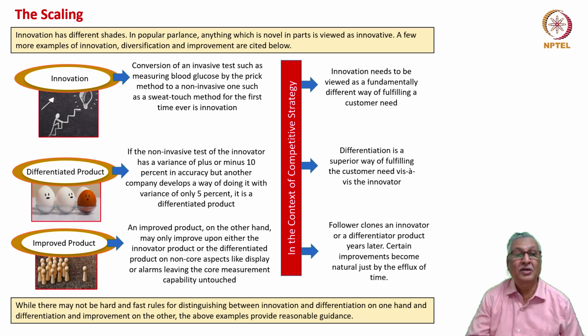It becomes an innovation. If the non-invasive test of this innovator has a variance of plus or minus 10% in accuracy, but another company develops a way of doing it with variance of only 5%, it is a differentiated product. An improved product, on the other hand, may only improve upon either the innovator product or the differentiated product on non-core aspects like display or alarms, leaving the core measurement capability untouched. So innovation needs to be viewed as a fundamentally different way of fulfilling a customer need.